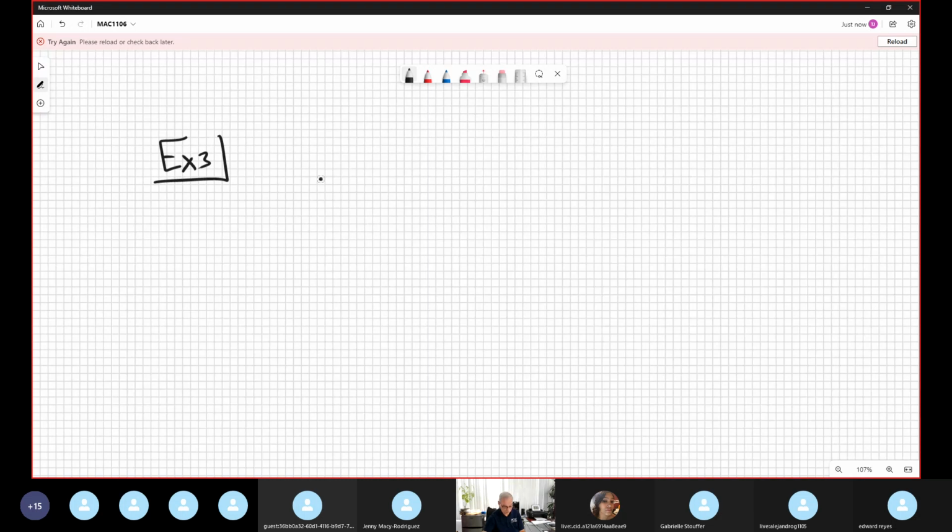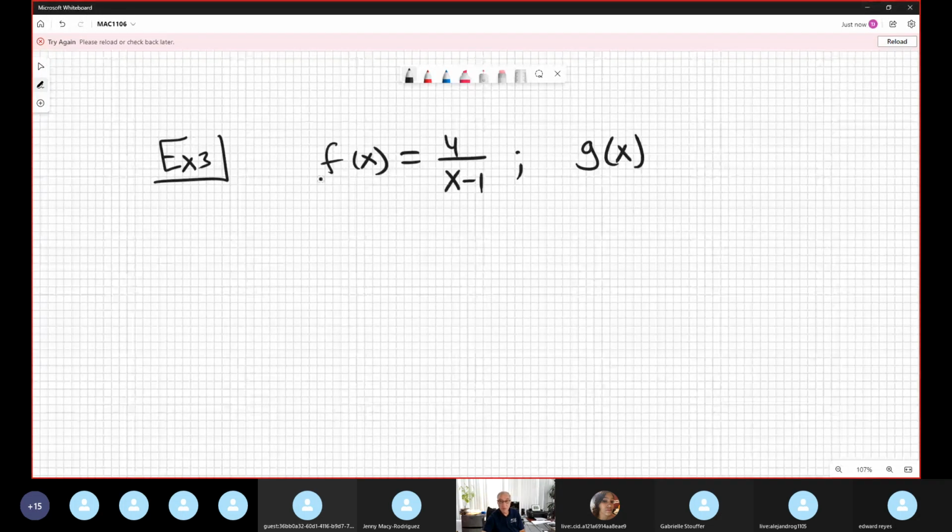Supposed to function f. Okay, it's 4 over x minus 1. Oh, similar to the previous. However, g, no, g is different. It is 4 plus x divided by x. Same thing, guys.